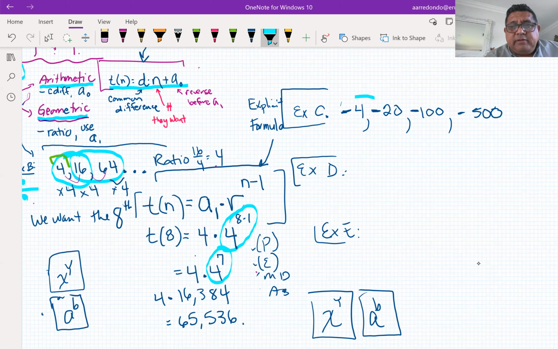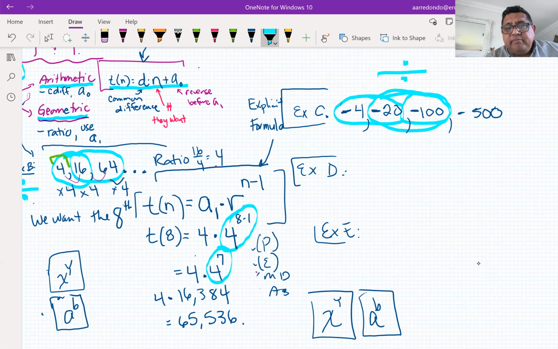Does anybody remember the strategy? Is that you can grab any two of them and divide. -20 divided by -4 is totally right. Nice. What's -20? Negative divided by negative is a positive. +5.